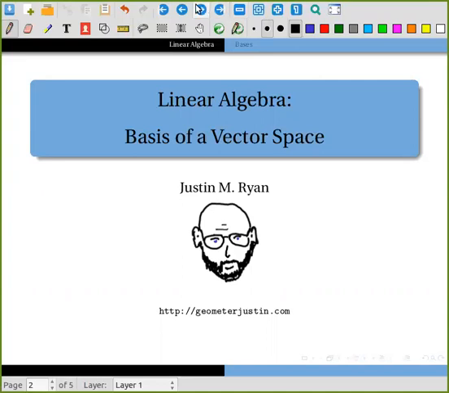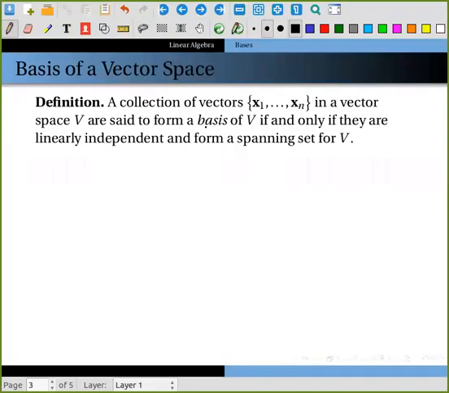You'll recall, hopefully, that the definition of a basis is the following. A collection of vectors, x1 to xn, in a vector space V are said to form a basis of the vector space if and only if they're both linearly independent and they form a spanning set for V. So let's just review what these two definitions mean.